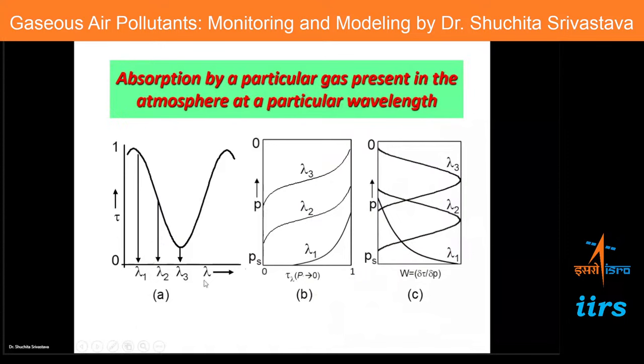But suppose we consider the case lambda 3, then lambda 3 is very strongly absorbed by the target gas. So photons emitted from the surface of the earth will be absorbed by the overlying atmosphere. Suppose this is the first layer, then that layer will also emit radiation according to its own temperature and will be absorbed by the next layer and so on. But it is very strongly absorbed. So all the photons emitted from the surface layer, or other layers which are close to the surface of the earth, will be absorbed by the overlying atmosphere.